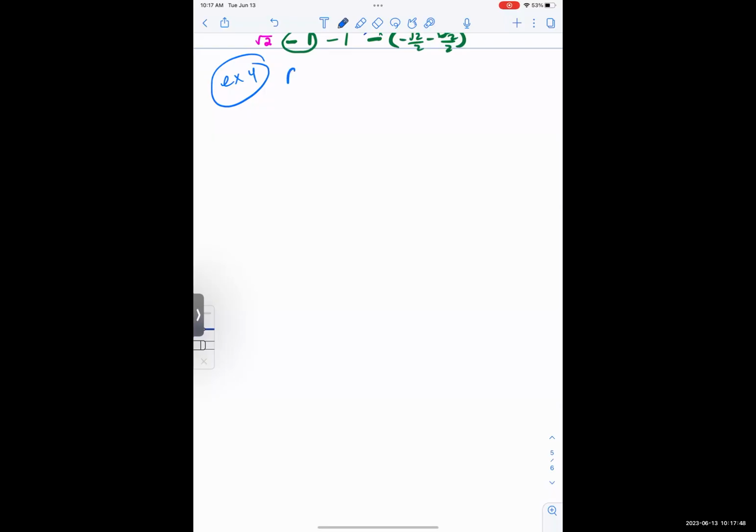Find the area of the region bounded by y equal to x minus 1, y squared equal to 2x plus 6.